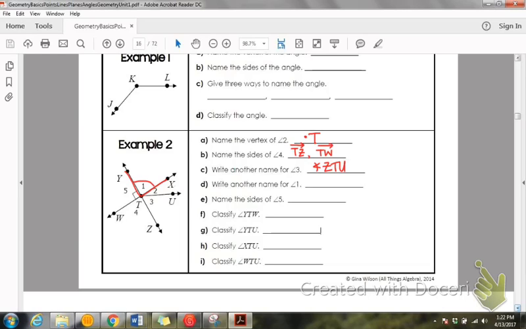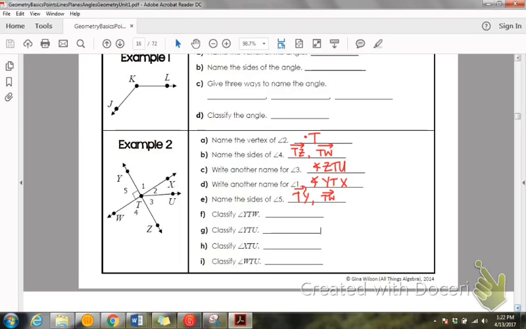Angle YTX. Perfect. So you started at the Y, went to the T, and now to X. Angle YTX. Excellent. Okay, name the sides of angle 5. Sharmini, what's one of the sides of angle 5? Ray TY. Excellent. And Shane, what's the other side? TW. Perfect. Ray TW. Make sure you put your ray symbol above it.